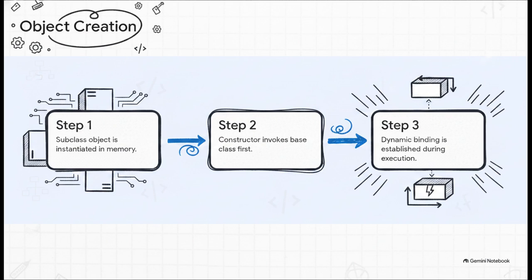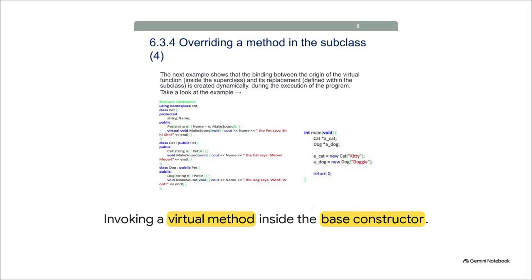Step 1, the subclass object gets instantiated in memory. Step 2, its constructor immediately calls the base class constructor first. Step 3, the dynamic polymorphic binding is established. But, and this is the crucial part, it only happens after that base construction part is underway. So why does that timing matter?